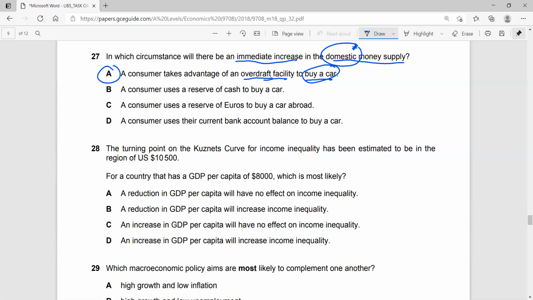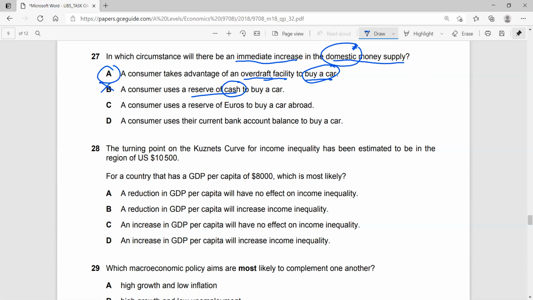A consumer uses a reserve of cash to buy a car. Well, the reserve, it's cash, right? So the reserve of cash, whether he or she is keeping it in their pillow or wherever at home, that was part of the domestic money supply before they bought the car and part of it after. So there's no real increase or change in the domestic money supply.